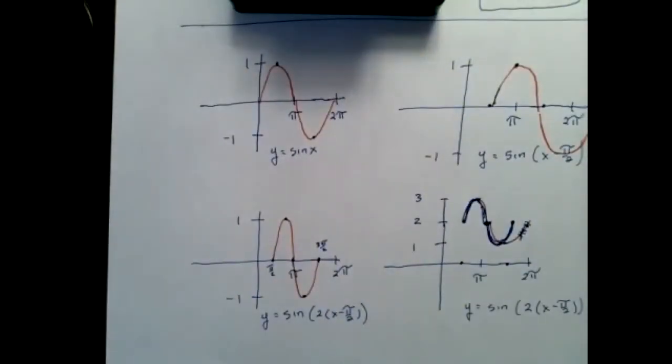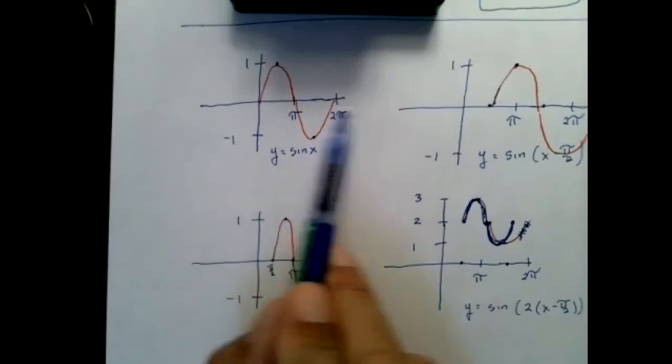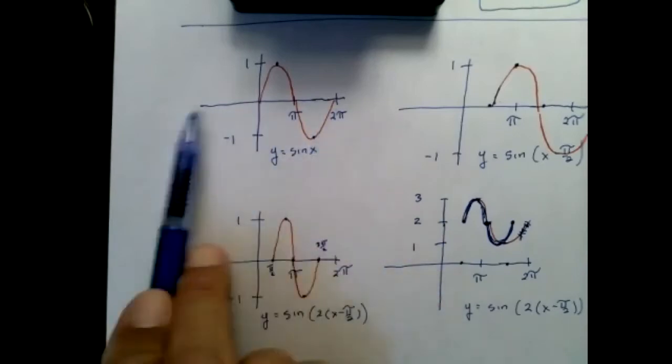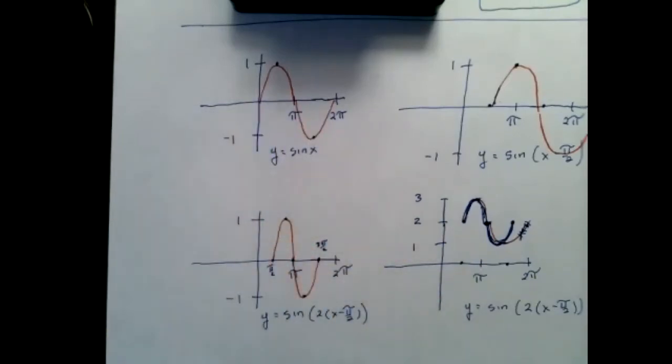What do you call H? What's the name for that? Horizontal shift, left and right. Okay. The sun sets on the horizon. This is the horizon.